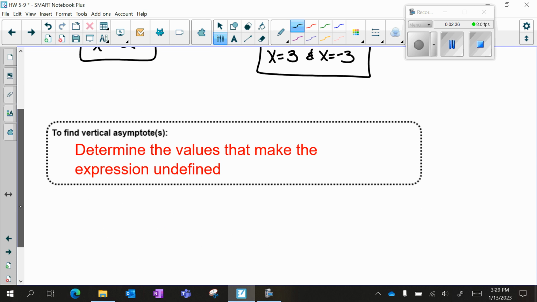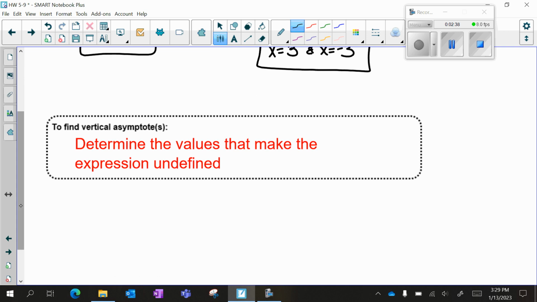So your notes for finding a vertical asymptote are to determine the values that make the expression undefined. So you are going to set the denominator equal to 0 and solve. So those are your vertical asymptotes.